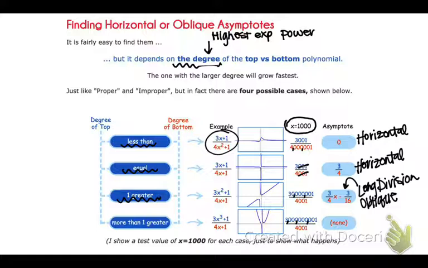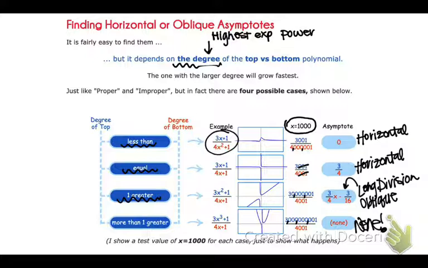But so if there is like 3 billion on top and 4,000 on bottom, the top is obviously bigger than the bottom. There is no asymptote here. Whoops. None.